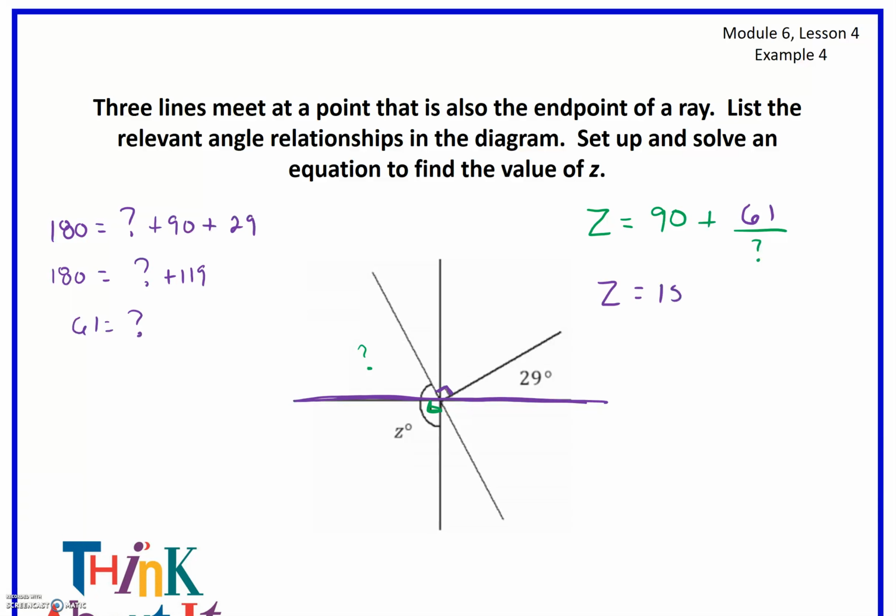Now I can plug that in and use it and solve for Z. Z is equal to 151 degrees. So again, you may have to find another angle in order to find the value that they're wanting to find.